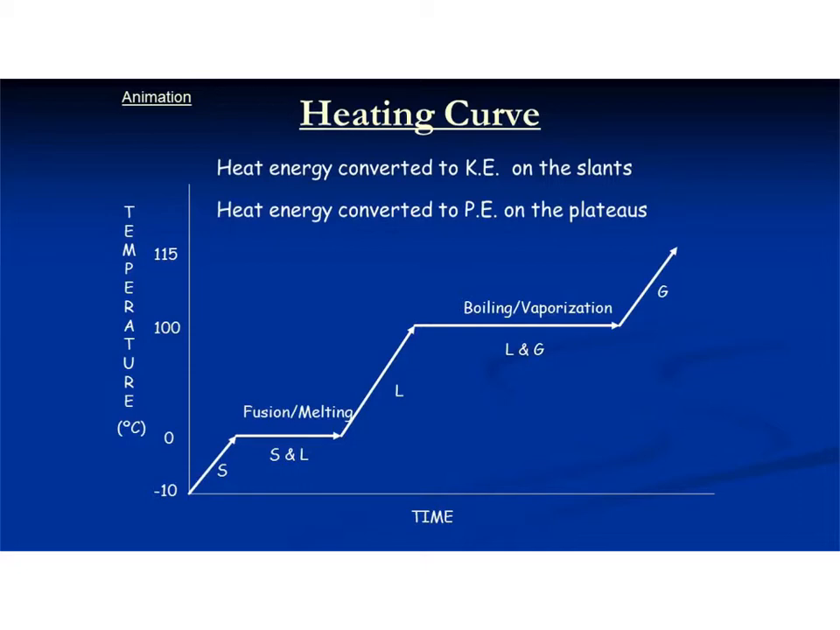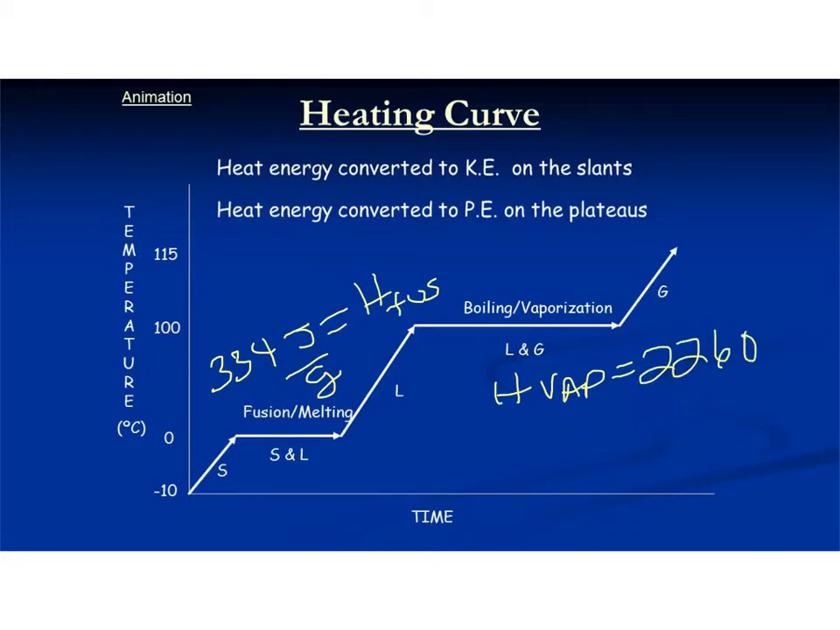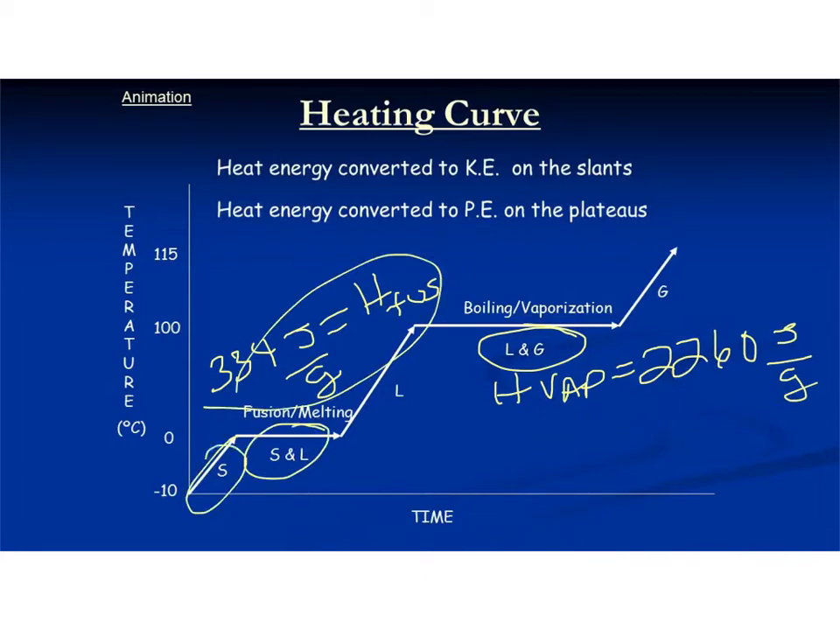So the Q fusion is going to be, for water, 334 joules per gram, and that's the H fusion. And then for vaporization, which we call H vaporization, that's going to be equal to 2,260 joules per gram. All right, so that's the value for here and here. This one is for here. And for all these other ones here, here, and here, you use the specific heats.